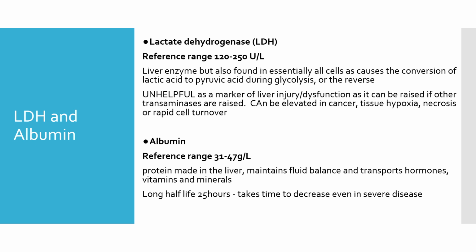Albumin, the reference range is 31 to 47. Some places use 35 to 50. It's a protein made in the liver to maintain fluid balance and transport hormones, vitamins and minerals. Its long half-life is 25 hours, so it can take a long time to decrease, even if the liver has severe disease. It helps fluid balance by preventing fluid leak from the blood vessels.